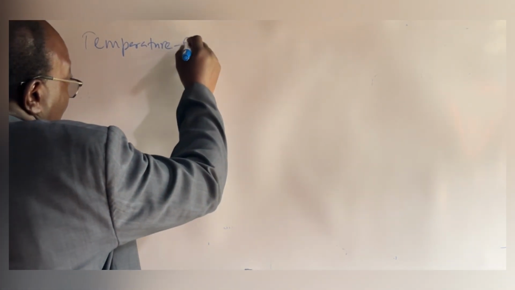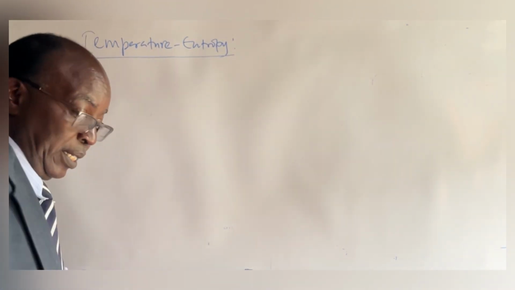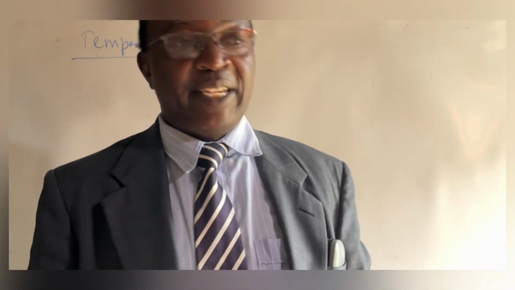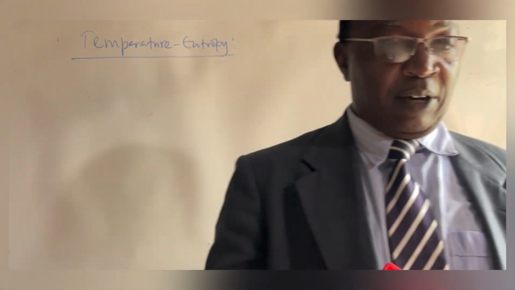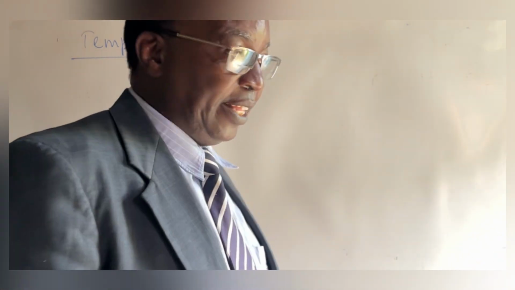Today we look at the temperature entropy diagram. Just remember that if you're dealing with a reversible process, like one involving heat engines, then there's heat absorbed or applied in the system and then heat discarded or rejected in the system.